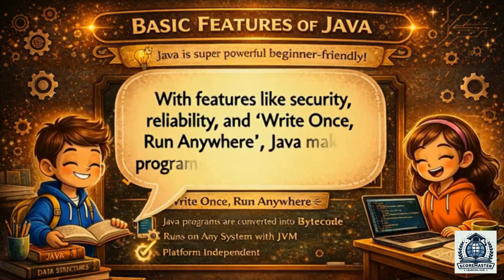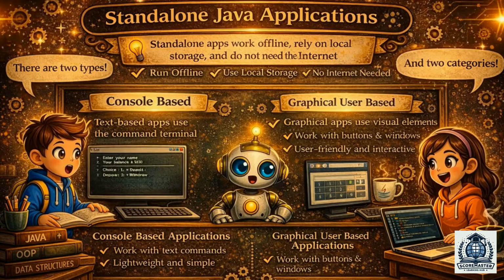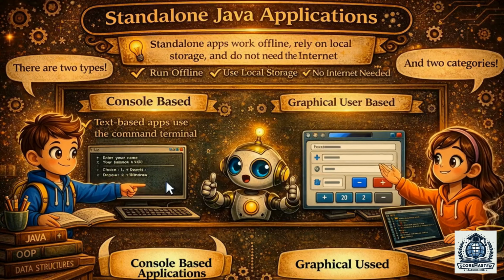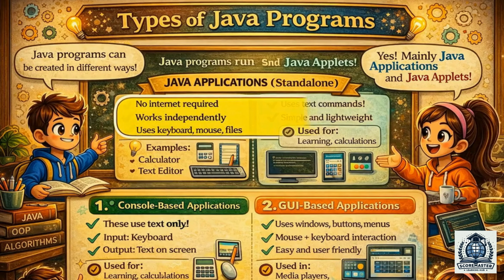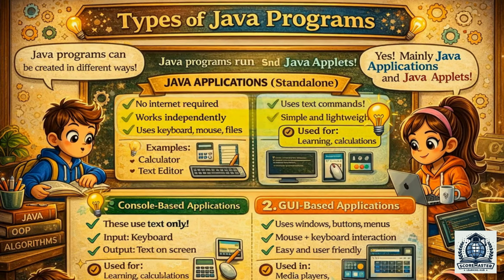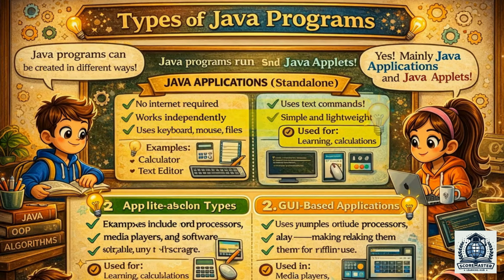With features like security and reliability, Java standalone applications run directly on your computer without internet. They are of two types. Console apps use text commands, while GUI apps use windows and buttons, making programs more user-friendly. Standalone applications run independently on your computer without internet. They use system resources for input, processing, and storage. Examples include word processors, making them reliable for offline use.